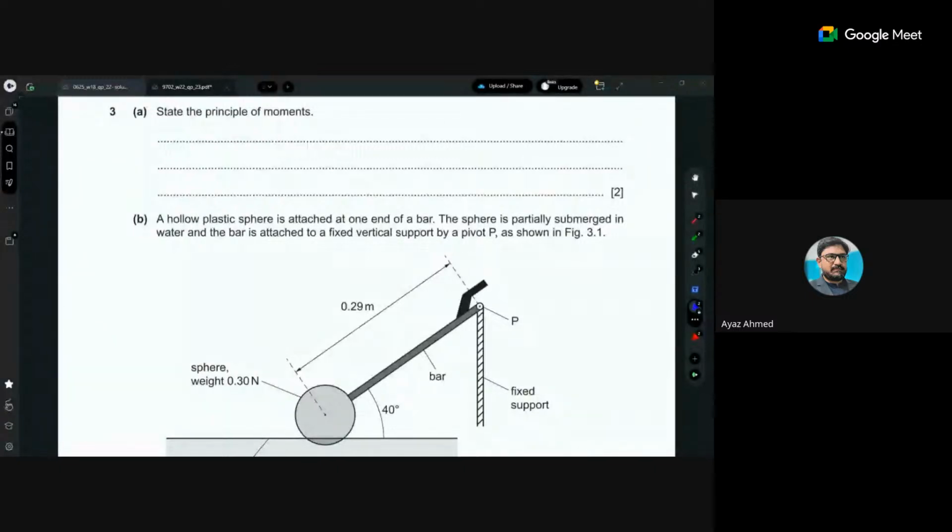अच्छा, उसके बाद हमारे पास आ जाता है नेक्स्ट इज स्टेट द प्रिंसिपल ऑफ मूवमेंट। यस, क्या होता है प्रिंसिपल ऑफ मूवमेंट?